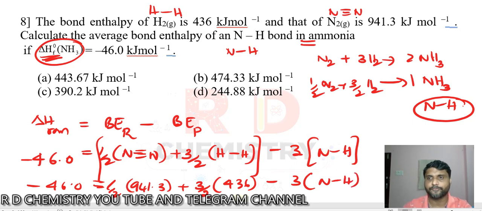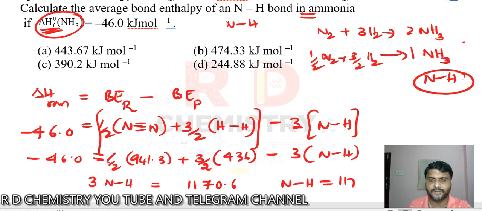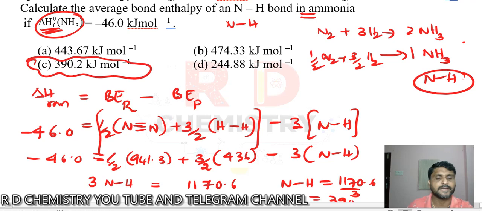So on calculation, 3 moles of NH bonds will be equal to 1170.6. Therefore NH single bond energy is equal to 1170.6 divided by 3. This will give approximately 390. So therefore the answer is option number C. Clear?